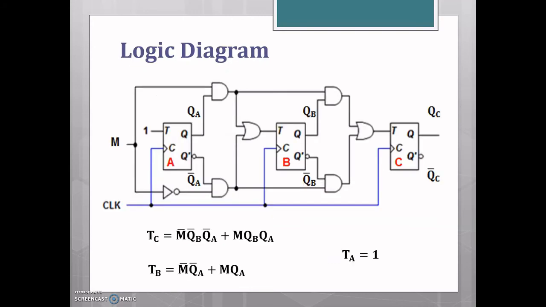The final step is to draw the logic diagram. So again it consists of 3 flip-flops A, B, C, and TA is equal to 1. For TB it is 2 AND gates followed by 1 OR gate. And for TC again I will have 2 AND gates followed by 1 OR gate. The input of one AND gate is M QA QB, and for the other AND gate it is M bar QB bar QA bar. The outputs of both AND gates are ORed together and given as the input for TC.